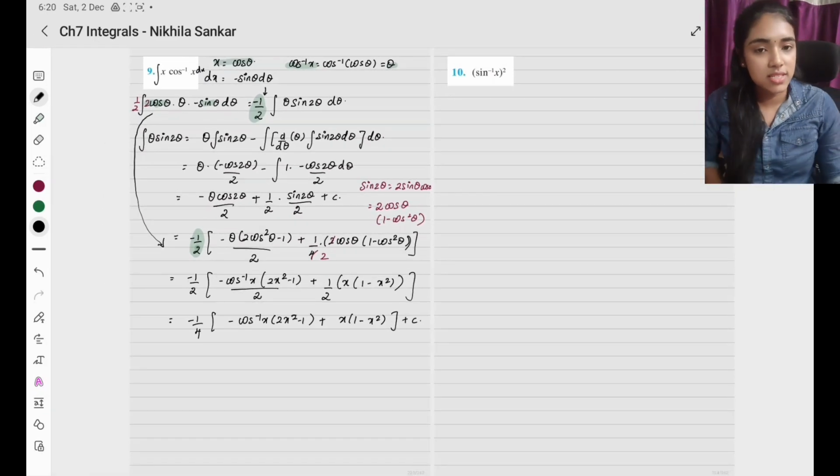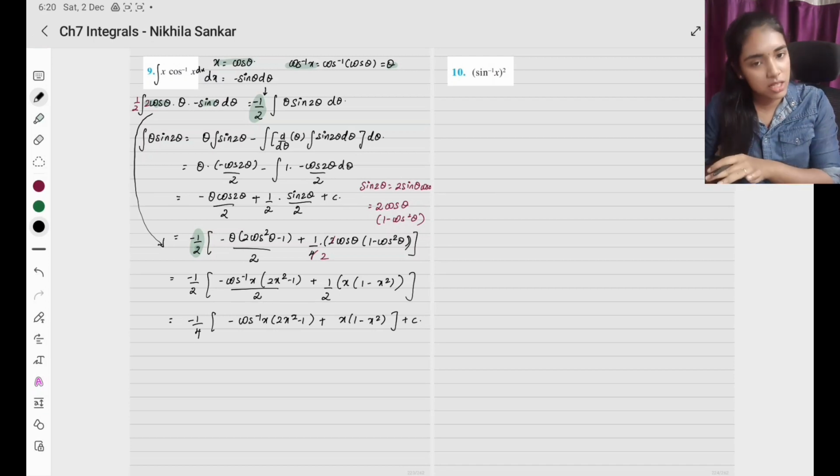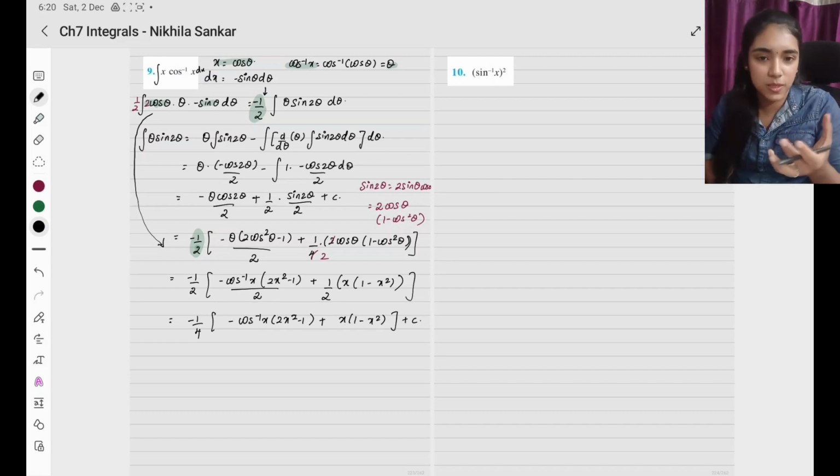In sin inverse and cos inverse, you know that the denominator has a root function. So it is better to substitute using theta. If it is tan inverse, you don't have a root in the denominator. Without a root, you can directly solve using x and tan inverse of x. But whenever you have a root, it's better to do the substitution with theta.